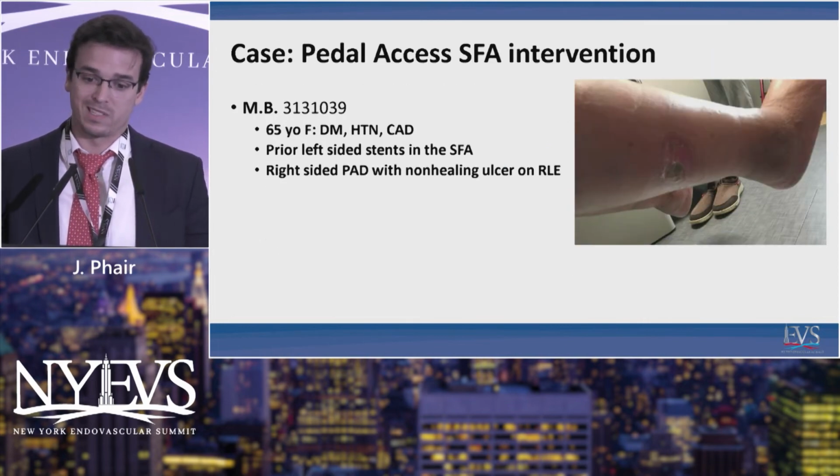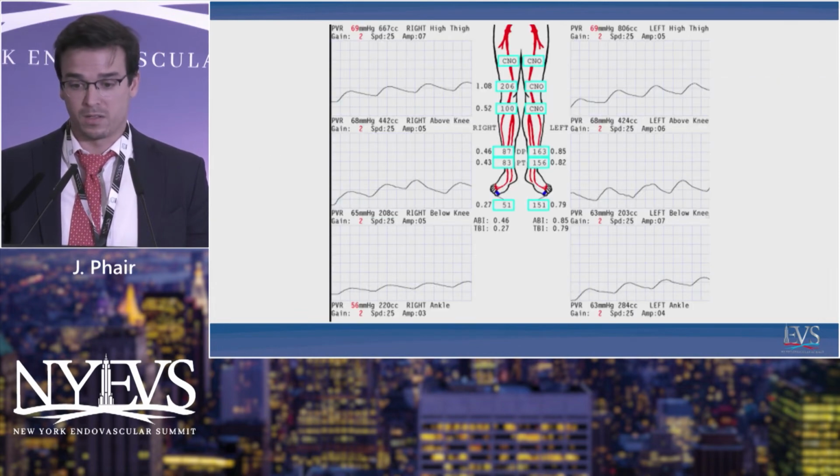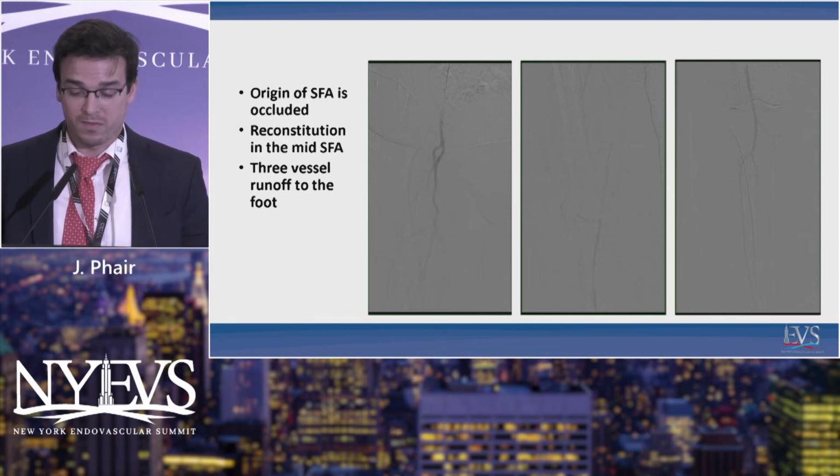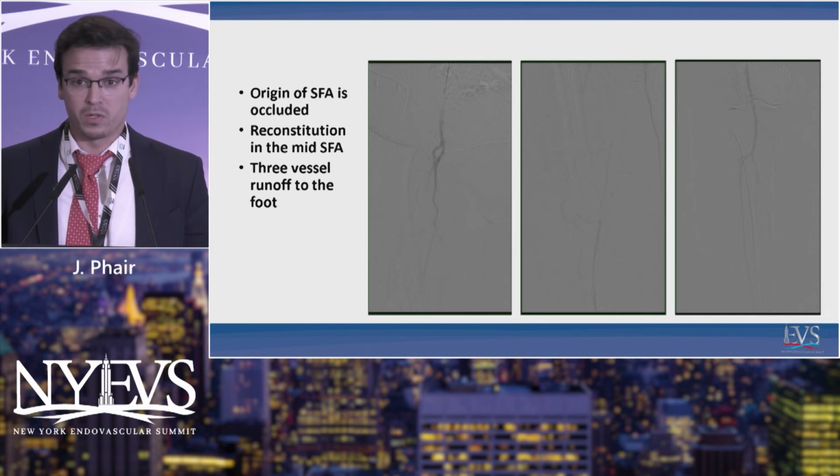This is an example of a 65-year-old female, with basic medical problems, with these vascular pathologies, left-sided stents, and she had a non-healing ulcer in the right lower extremity with pain in the foot. ABI on the right side shows 0.46 with the TBI 51, a toe pressure 51. So as you can see, the origin of the SFA, the profunda branches are present, but the origin of the SFA is occluded. Even when we shot close, there was no nub, and the wire sheath combinations kept bouncing into the profunda, which is a larger vessel. You see the reconstitution in the mid-SFA and 3-vessel runoff to the foot.